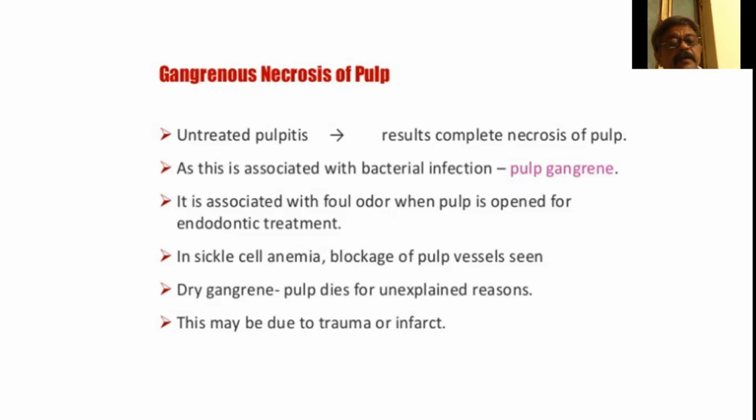Dry gangrene: pulp dies for unexplained reason. कोई इसका reason explain नहीं है अभी तक. This may be due to trauma. जो possible cause है, could be due to trauma. Necrosed जो tissue होता है ना, वो जब dead हो जाता है, that is, in fact, ठीक है?